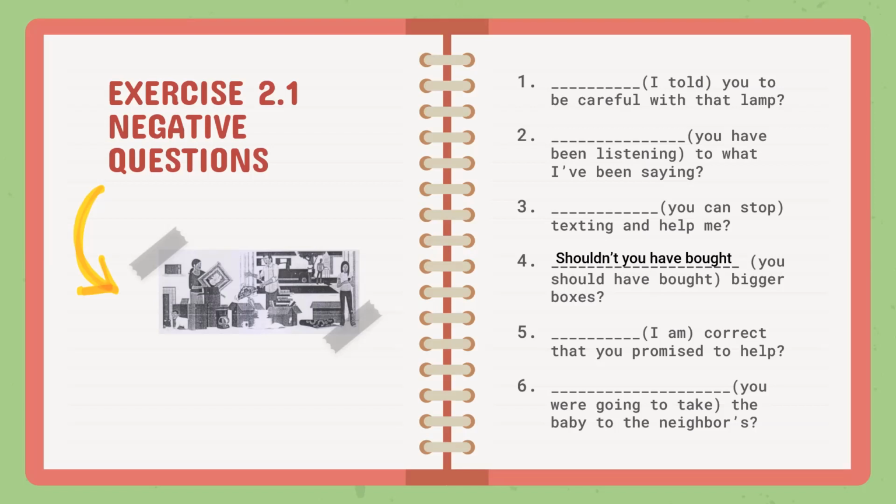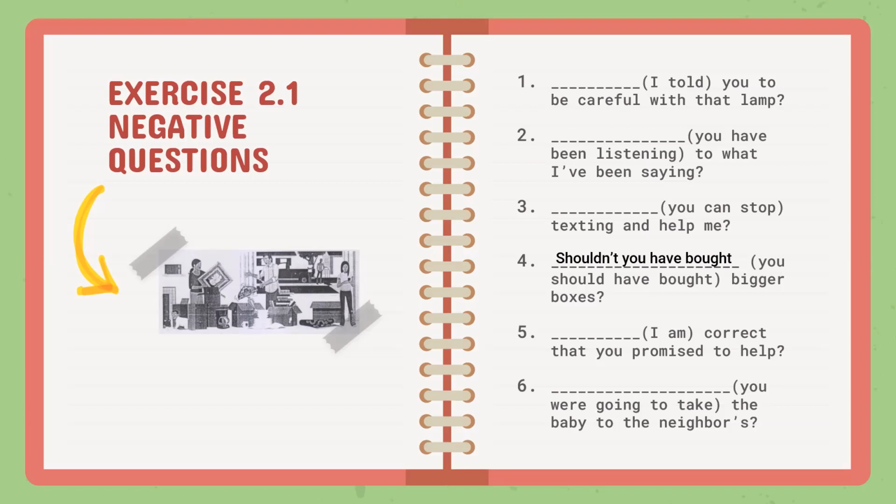Number 2: you have been listening to what I've been saying. We should change you have been listening to a negative question. So the answer is, haven't you been listening to what I've been saying? Number 3: you can stop texting and help me. We should change you can stop into a negative question. So the answer is, can you stop texting and help me?